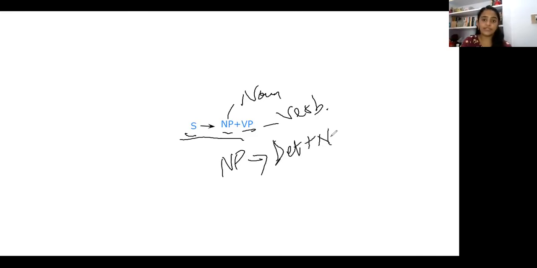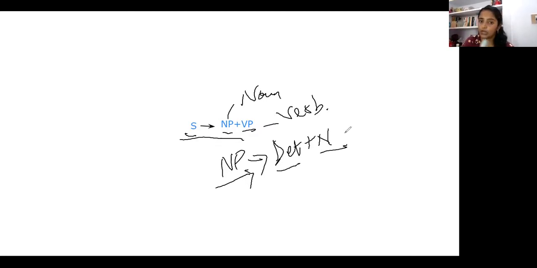So this is where it is different from traditional grammar. In traditional grammar, you will say that a noun is a word that defines a person, place, or thing. But here this is called a noun phrase, which will actually consist of a determiner and a noun.